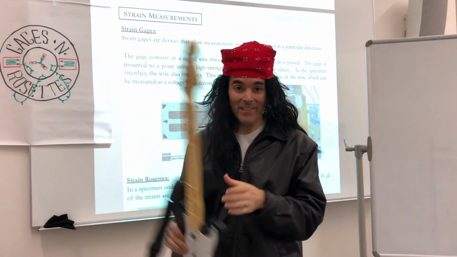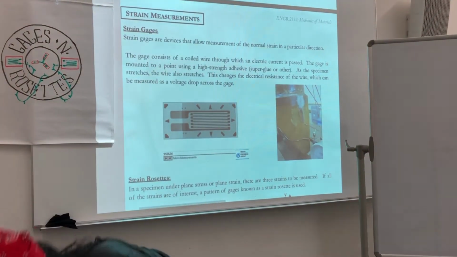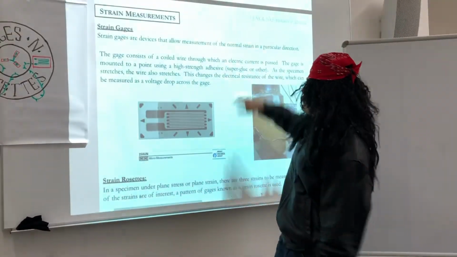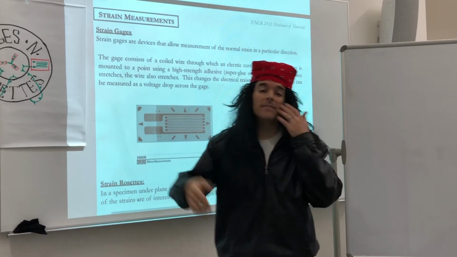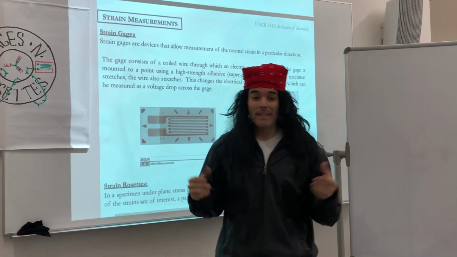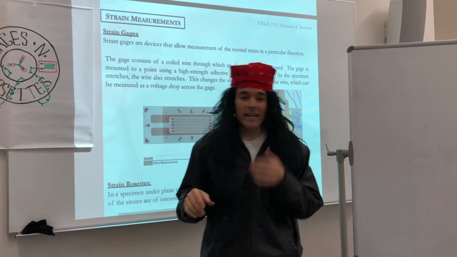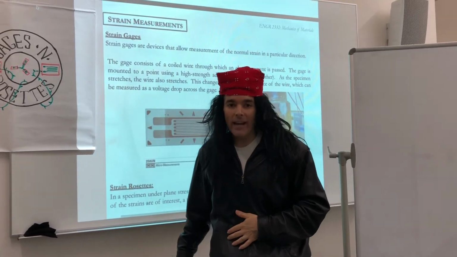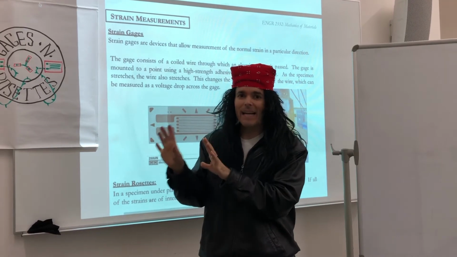It's time to talk about strain gauges. So I think strain gauges are just devices that allow us to measure the normal strain in a particular direction. And this is very useful for engineers, especially if we're running an experiment or trying to see how something is performing in real life. We need to apply strain gauges to figure out what's exactly happening.